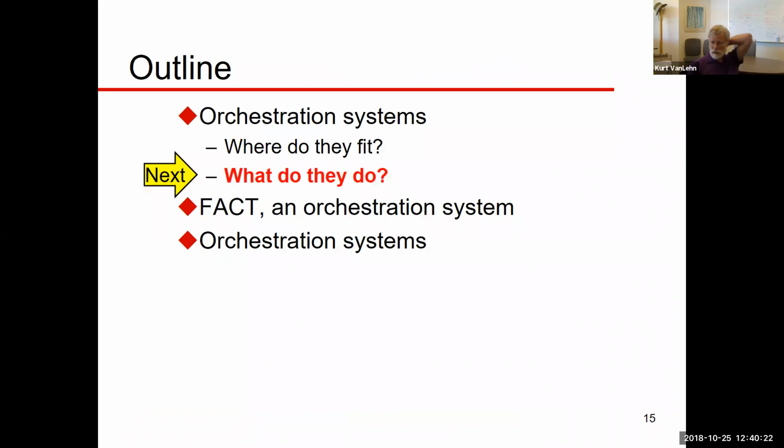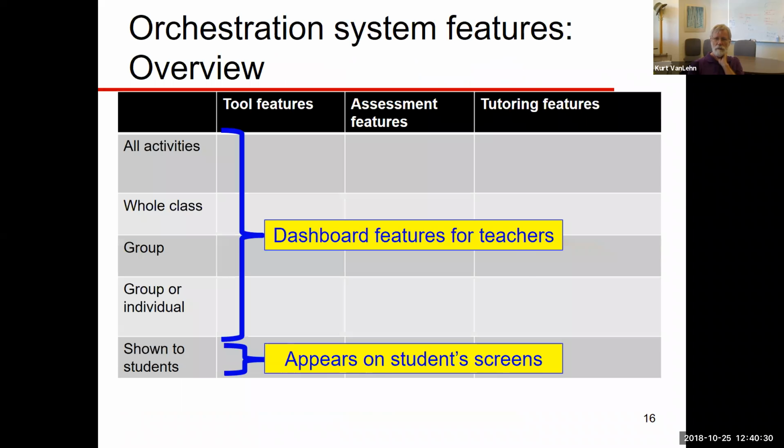Now, I've told you sort of where orchestration systems fit. They're sort of in the last row of that table. Let's talk about what they do. I'm again going to use a different table, but the same columns. I'm going to talk about the features that orchestration systems have and divide those into tool features, which don't depend on any kind of expectation about what the student is going to do, those that need that expectation, and then tutoring features where a policy is involved as well, an instructional policy.